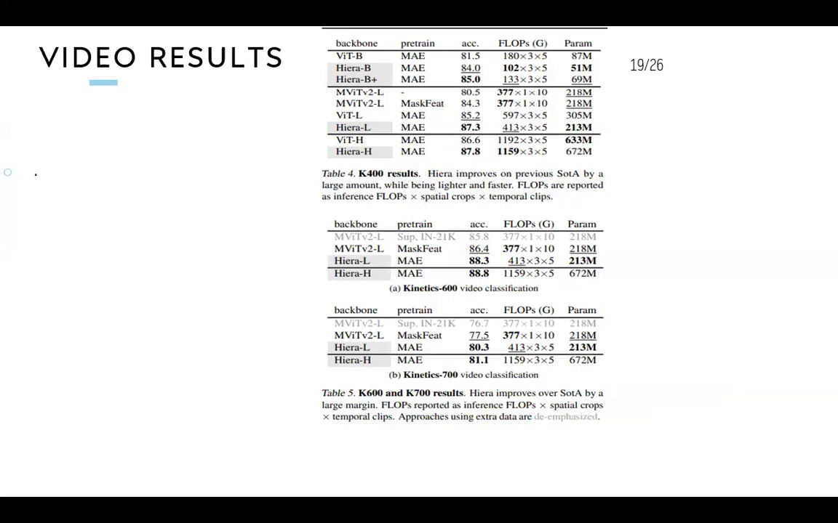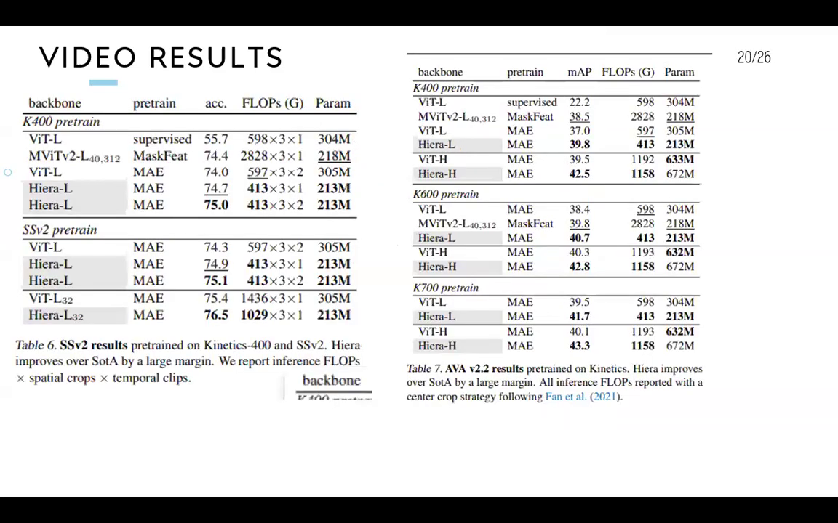Video results. Video results were super interesting. Hiera improved a lot on the state of the art while being much lighter and faster. As you can see over here in the bold, Hiera was much faster, and the accuracy was either the same or it beat any other transformer in its league, essentially. And this was the same on a lot of different data sets as well. These are more video data sets. This was pre-trained on Kinetics, which is a very popular video motion data set.